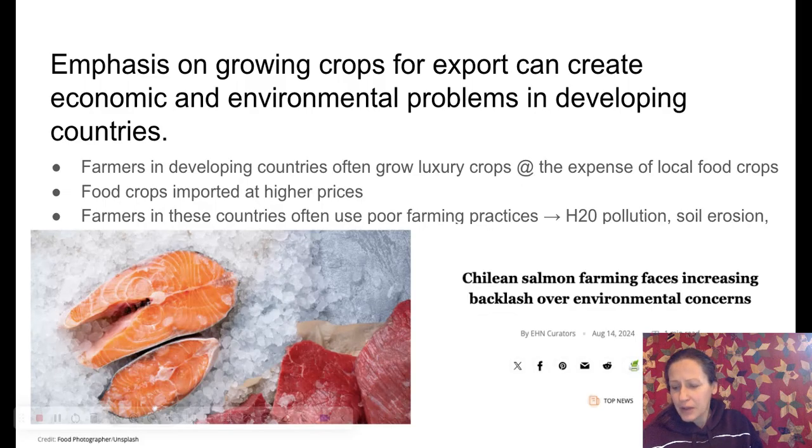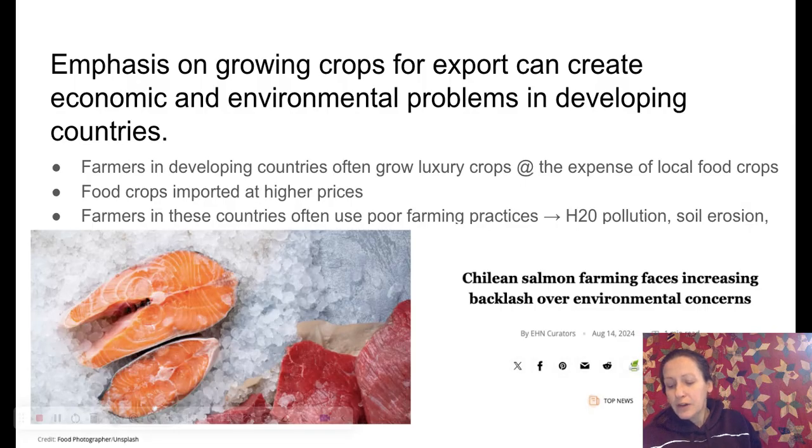And now let's talk about the emphasis on growing for exports. If your emphasis is on like we're making this, but primarily for exports, it can create some problems. It can create some economic problems and some environmental problems. So farmers in developing countries often grow luxury crops at the expense of local food crops. So you might not be having enough crops for your own people to eat. You're so worried about getting these other luxury crops out to market.